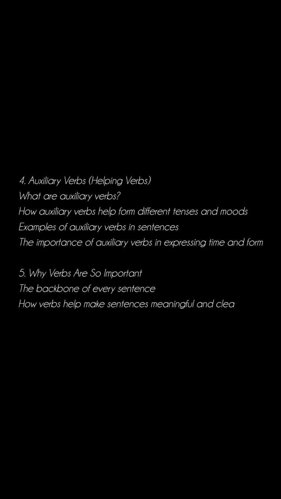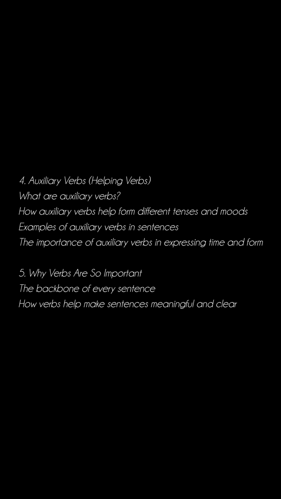Number three, auxiliary verbs or helping verbs. Next up, we have auxiliary verbs, also known as helping verbs. These verbs work together with a main verb to help express different tenses, moods, or voices in a sentence. Auxiliary verbs are essential for forming question and negative sentences or different tenses. Some common auxiliary verbs are have, has, had, will, can, could, might, may, should, and would.